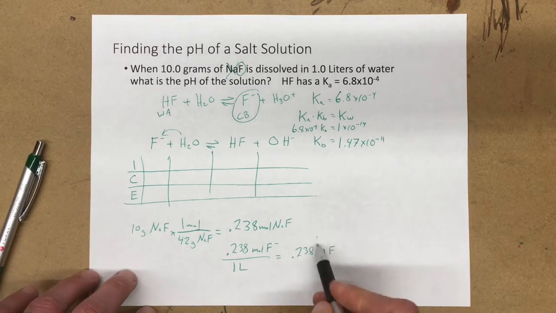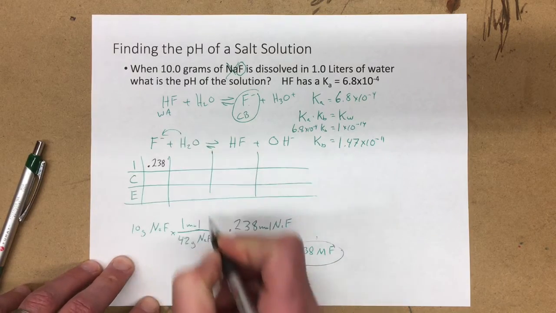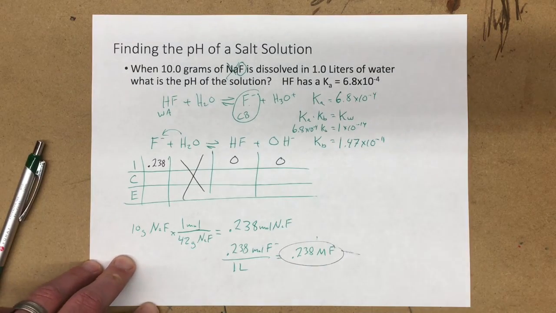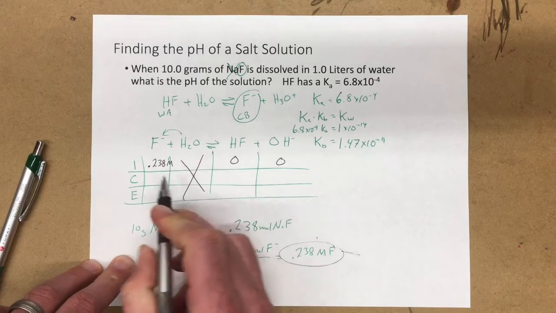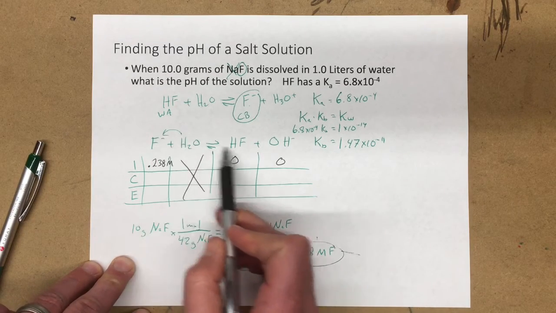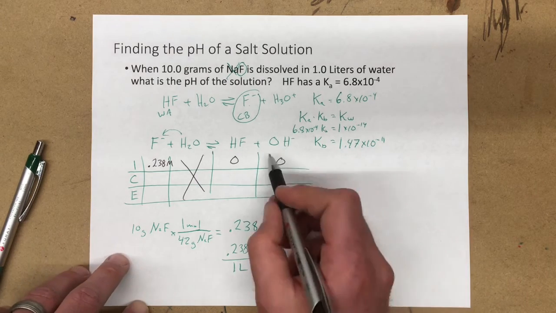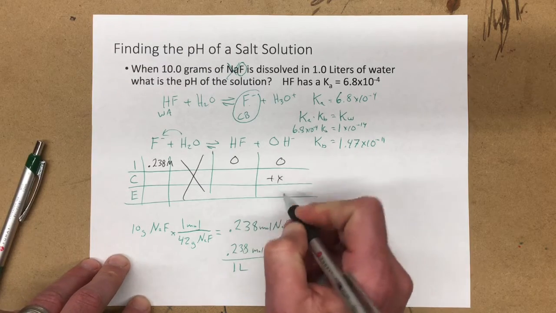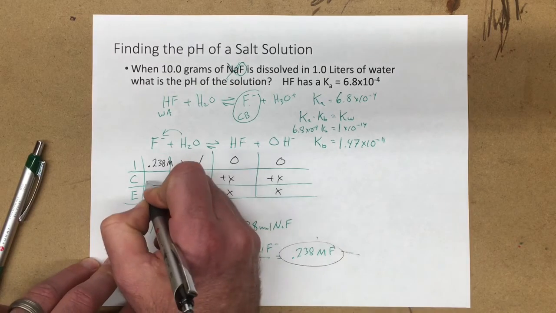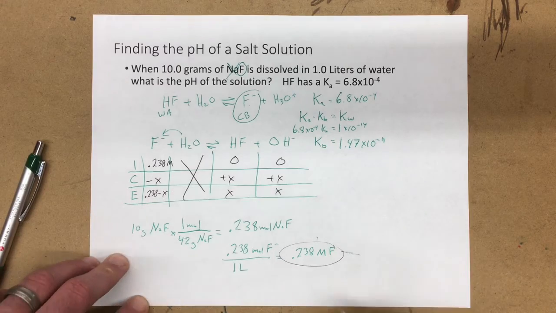All right, so that's my initial concentration of fluoride ion, 0.238. We don't care about the water. These are starting at 0 and 0. All right, so if we put this molarity of fluoride ion into water, it's going to take some hydrogen away from the water, and that's going to increase the concentration of hydroxide. We want to figure out how much it increases that, so we'll call that X. That'll change by the same amount. And this will decrease by X, so 0.238 minus X.